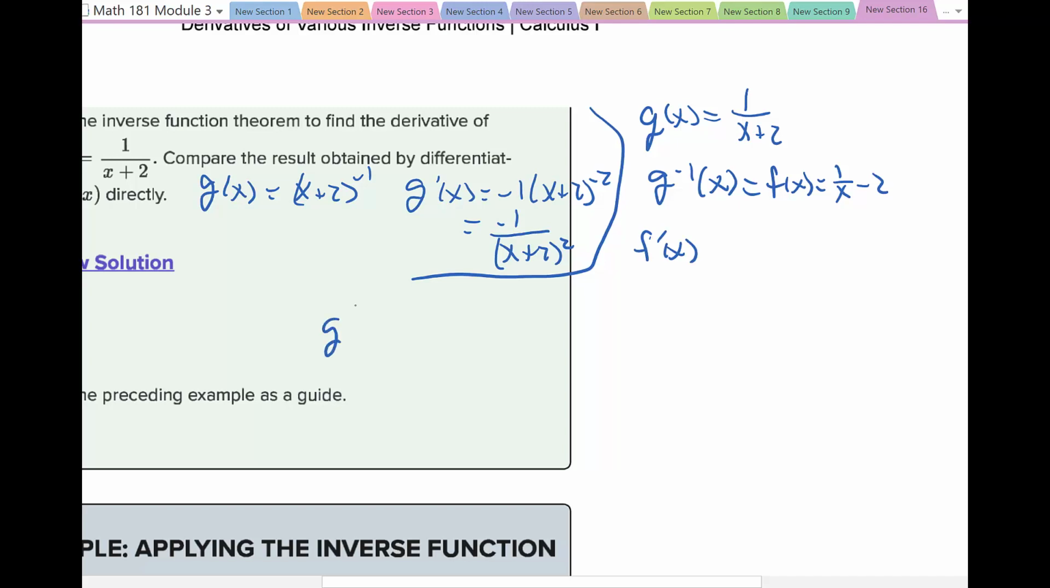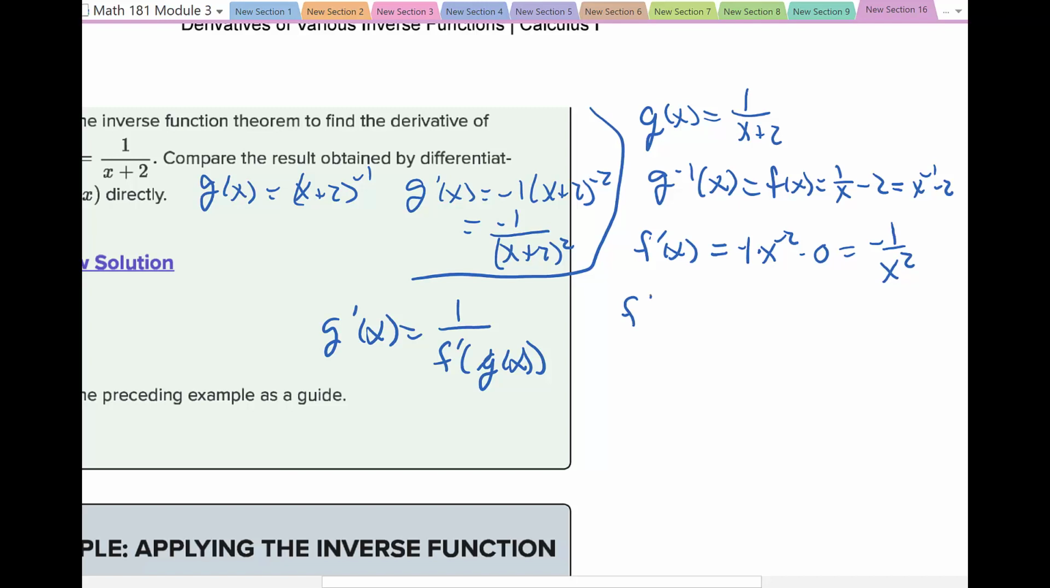We're looking for g prime of x is going to be 1 over f prime of g of x. So our f prime of x is going to be, if I need to say it this way, x to the negative 1 minus 2. So it'll be negative 1 times x to the negative 2 minus 0, because the derivative of 2 is 0. So that's going to be negative 1 over x squared.